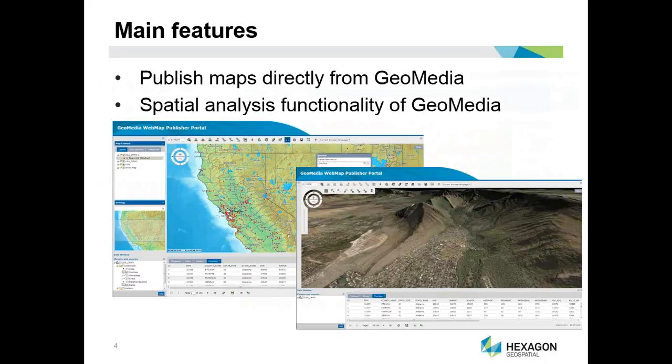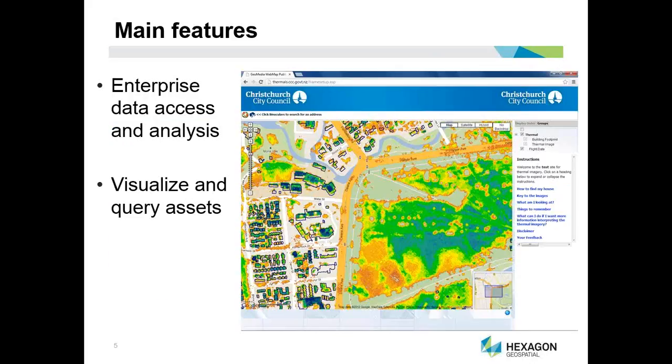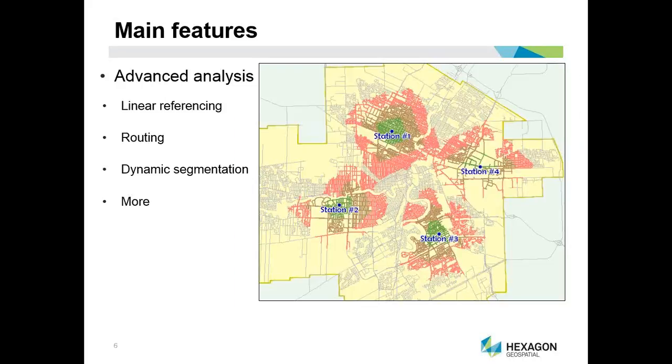And that means that you can then provide enterprise data access and analysis and be able to visualize and query your assets without having to restyle them or reconfigure them. You can just publish them straight out to Web Publisher, and then they're shown on your browser using the off-the-shelf web clients that are provided with WebMap. Some of the main features with WebMap as well is you can do advanced analysis. So you can even do linear referencing, routing, or dynamic segmentation. Those functionalities come with WebMap Professional, which is the upper scale license. So a lot of our customers here in Ireland are on WebMap Advantage, but you can actually do linear referencing with WebMap Professional.